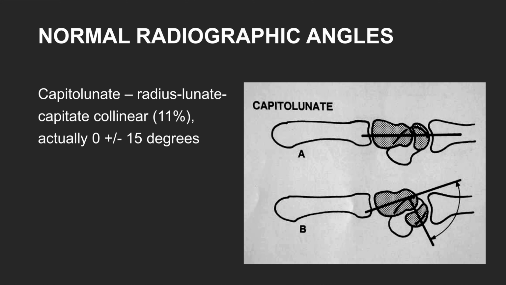What about the angle between the capitate and the lunate? The capitate and the lunate should be essentially collinear, and if the capitate is riding dorsal and the lunate is extended, that's one pattern, or the capitate is riding volar and the lunate is flexed, that's another pattern of instability. And anything more than 15 degrees is considered abnormal between those two.